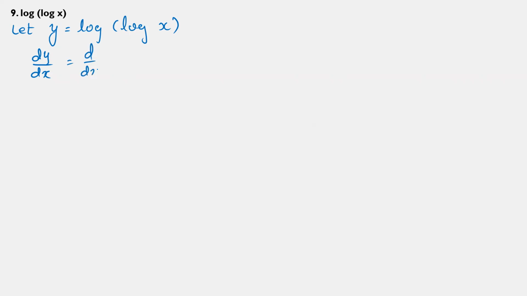Ninth question. Naming ceremony. Let y is equal to log of log x. Differentiating both sides with respect to x. Again, you may be a little confused about how to do it. One can assume this log x as t. So it will become log t, and the differentiation of log t is 1 by t.